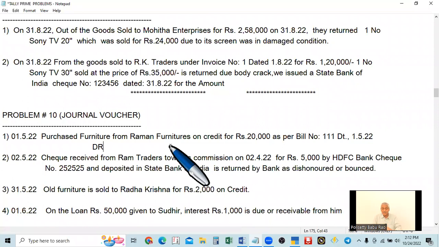So this is a personal account. The golden rule is debit the receiver and credit the giver. Raman furniture is giving to us, so it is to be credited. So the furniture account is to be debited, and the Raman furniture account is to be credited.